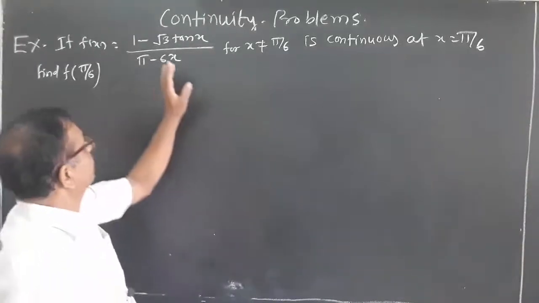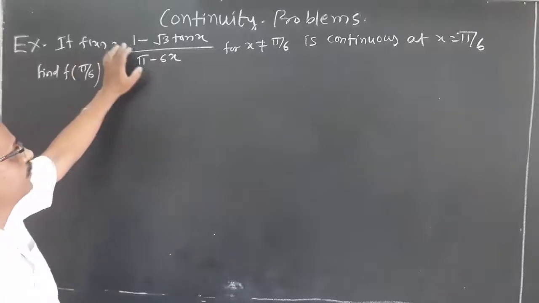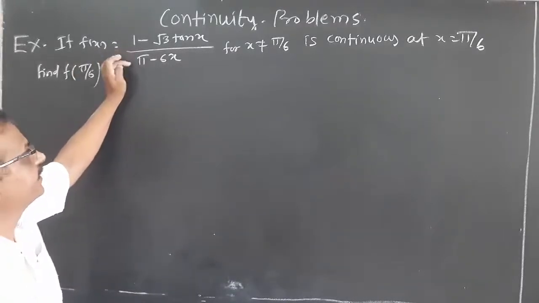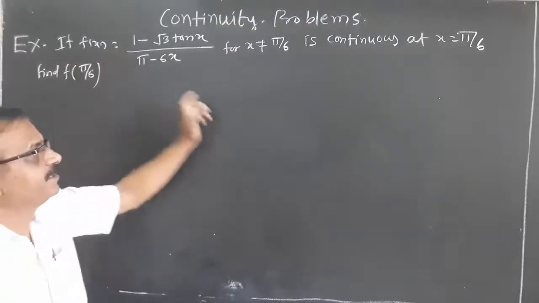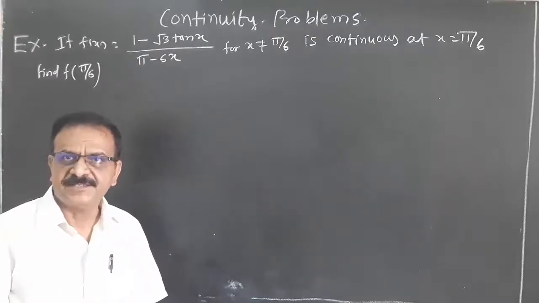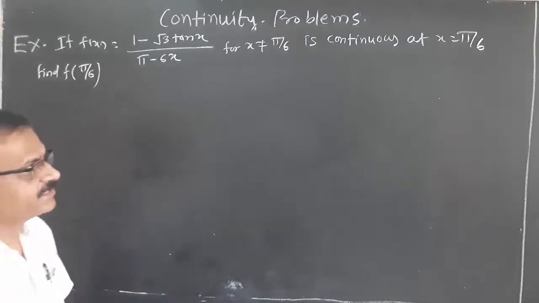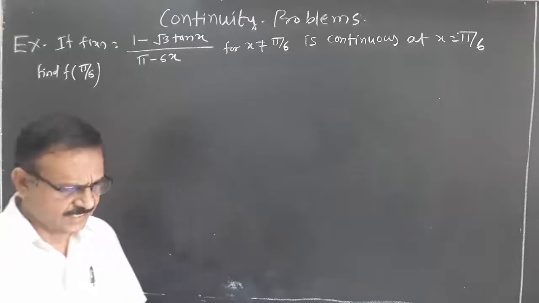We have to solve the problem. If f(x) equals 1 minus root 3 tan x divided by pi minus 6x for x not equal to pi by 6 is continuous at x equal to pi by 6, find f of pi by 6.